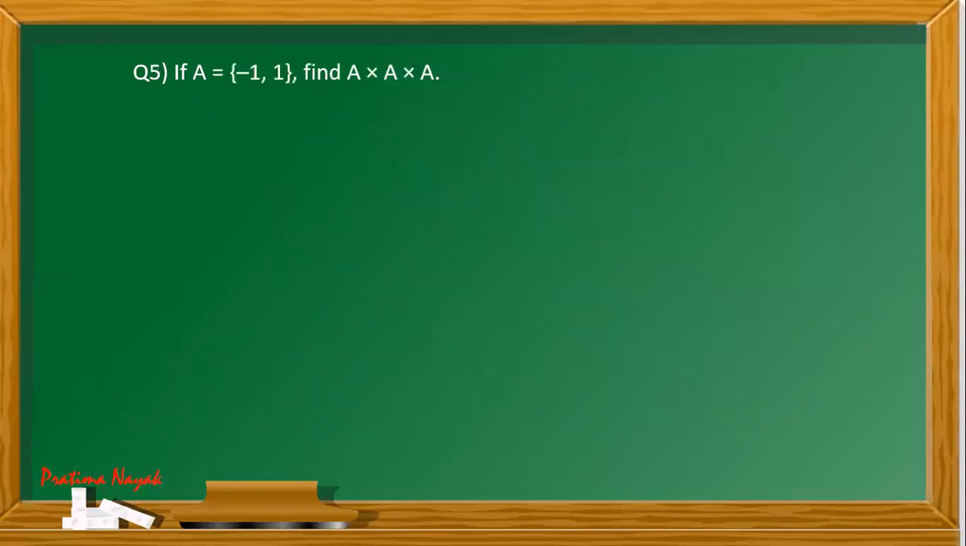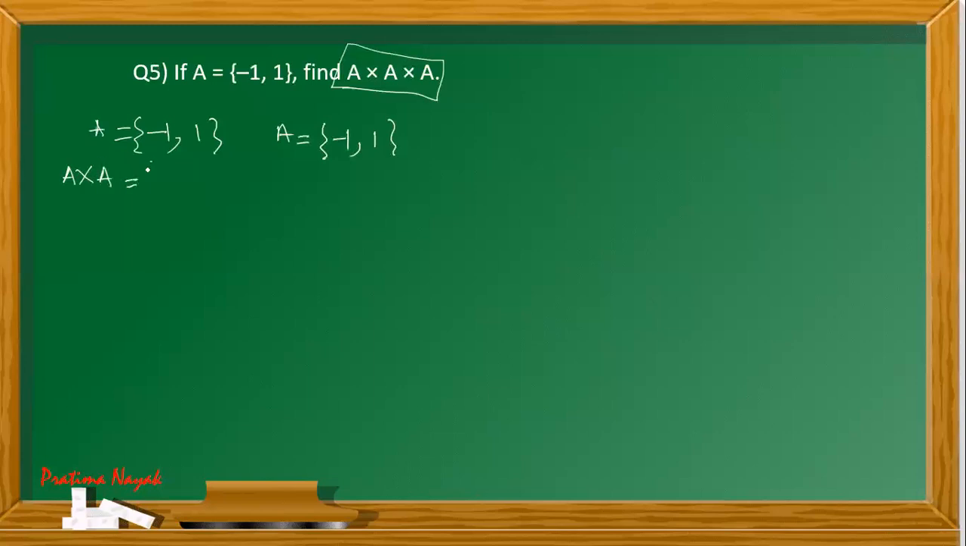Question number 5. I'm doing some questions from exercise 2.1. If A is {-1, 1}, find A cross A cross A. So this is called triple product, Cartesian triple product. First we'll get A has elements -1, 1. A is {-1, 1}. I'll find A cross A, product of A and A.